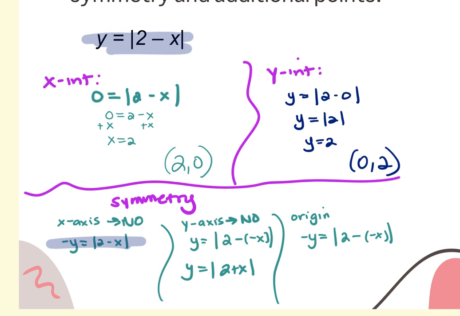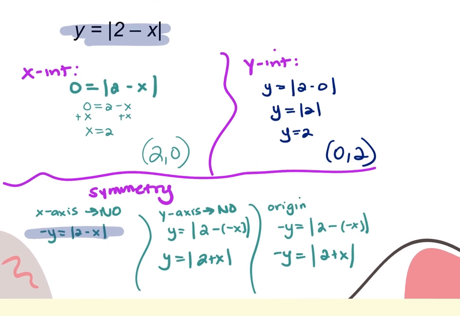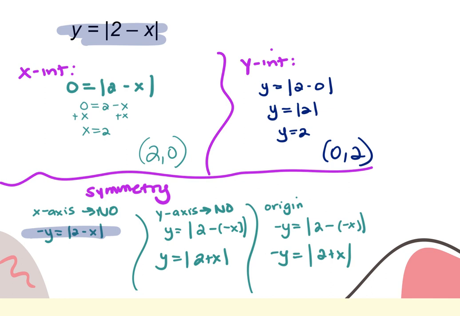All right, and then the last one. Now there's a negative y. I'm going to simplify what's inside to be 2 plus x. Does it look like the original? Some of it changed this time, right? The y is opposite and the x is opposite, but the 2 is not, which means this is also a no. So this has no symmetry, which is fine.